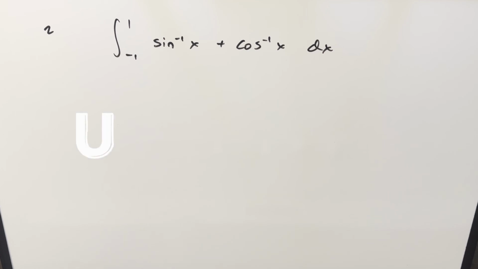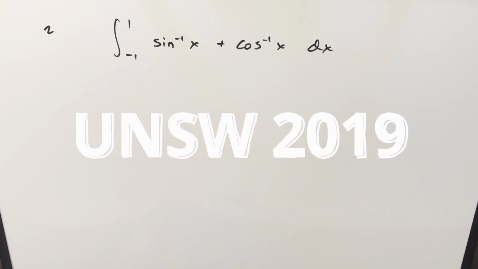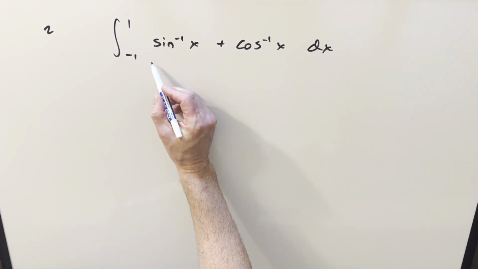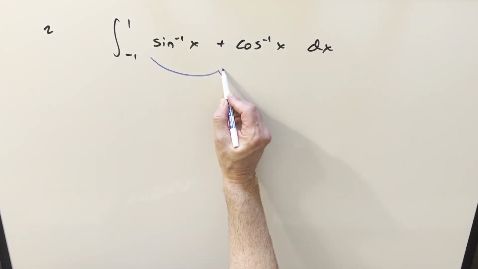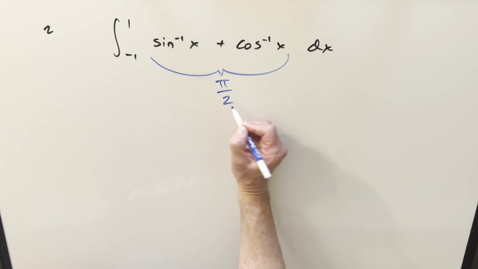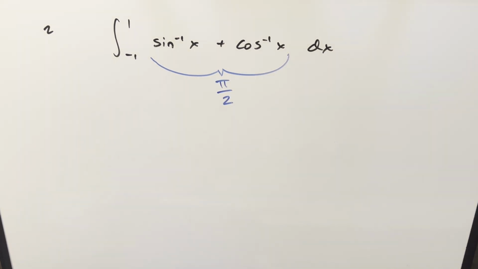Okay, we're taking a quick integral from the UNSW integration bee 2019, number 2. We have the integral from -1 to 1 of arcsine of x plus arccosine of x dx. The reason I say this one is quick is that we have an identity for arcsine plus arccosine. This is actually just a constant value of pi over 2. And so knowing this, we could just go ahead and integrate pi over 2 and finish it off really quick.